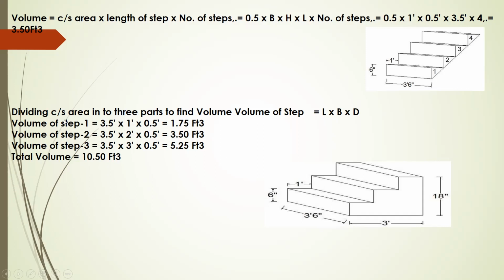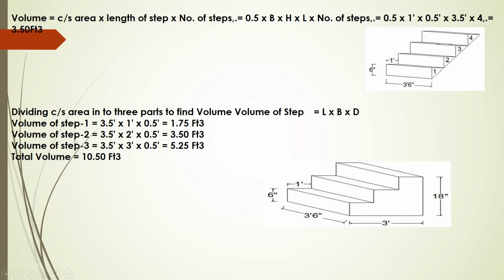Now, there is another method. There is the volume of the steps to find out. Okay, we divided into 3 equal parts: 1, 2, 3. Okay, 18 feet. That means 6 feet each height. Volume of step 1, 3.5 into 1 into 0.5, 1.75 cubic feet.